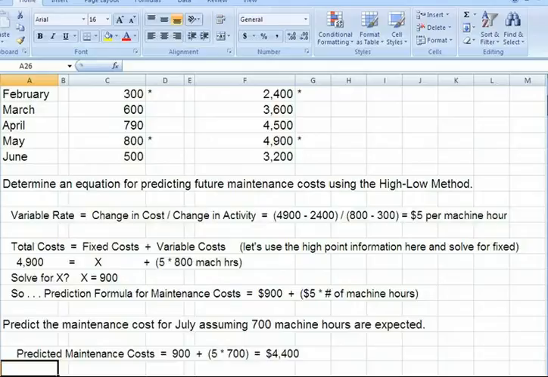Again, this also works if you use the low point of activity to come up with the fixed cost. You can use either high point or low point. I just used the high point here so everybody was doing the same thing. This ends at least the part of the screencast related to the high-low method example.